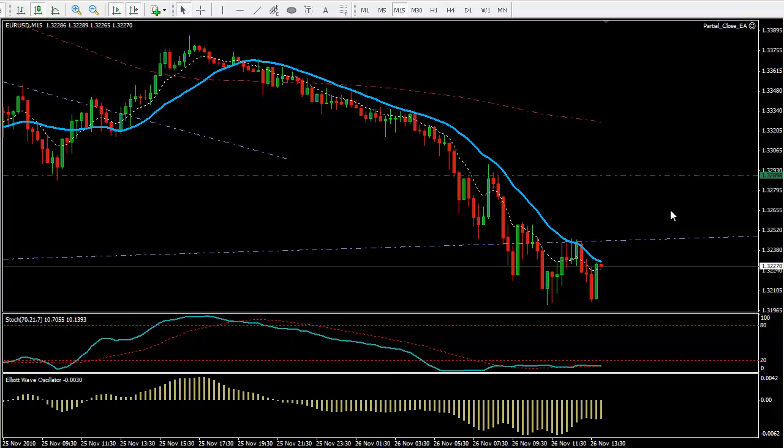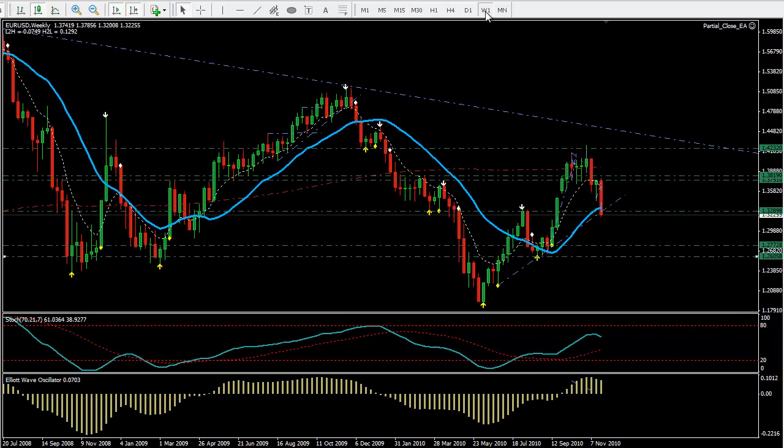I want to go over a Euro US dollar trade that presented itself on Friday after Thanksgiving. This is off a 15-minute chart, which normally we don't trade down that low on those lower time frames. But this is a good example of how even a 15-minute chart can be entered by using data and knowing what's going on in the higher time frames all the way up to the weekly. So let's switch up to the weekly and take a look.